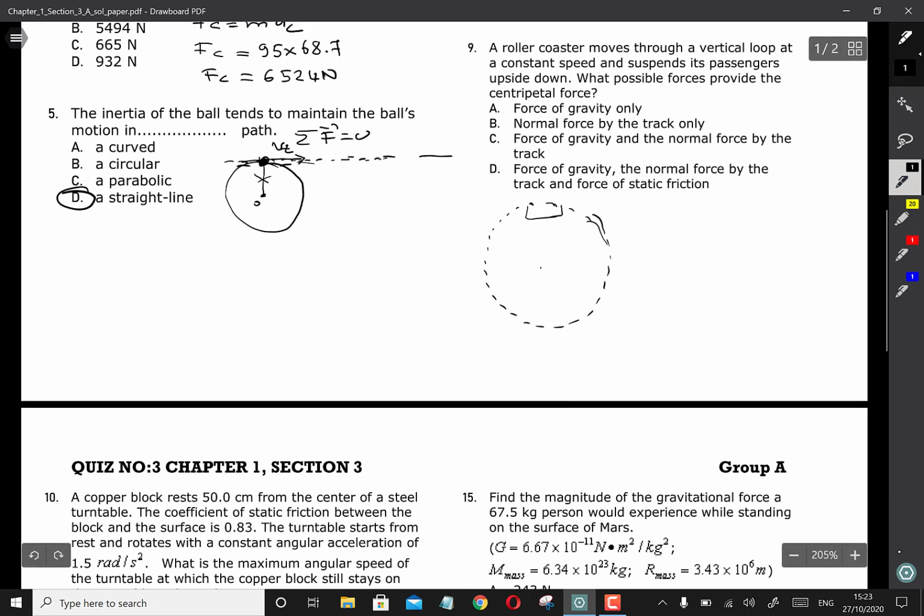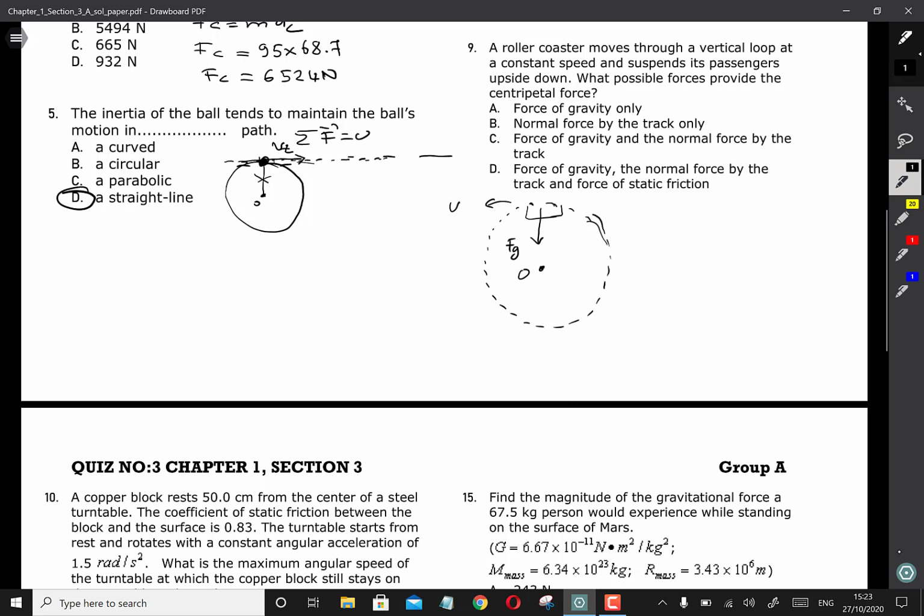So there could be two forces. One of them absolutely exists. One of them is gravitational force. We know that gravitational force always acts down, and as you see, it's pointing to the center of the circle. So by the time this is, of course, moving at constant velocity, constant angular speed.